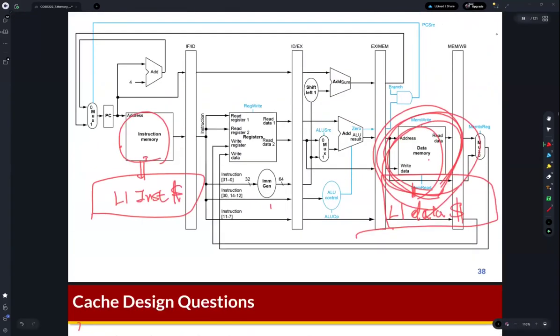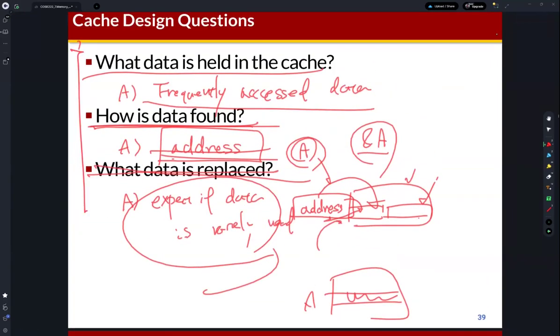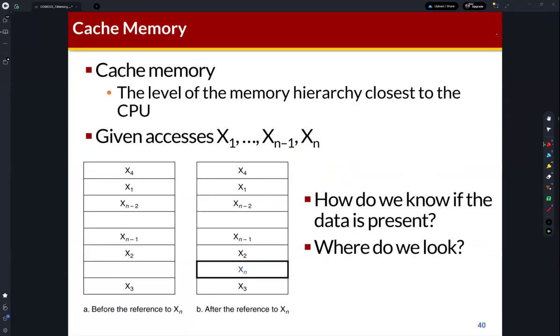So when we design a cache, we need to think about these questions, right? What data? The cache needs to store the frequently accessed data. How is data found? We also need to store the address along with data. What data is replaced? It's just an estimation, a prediction. If the data will be rarely used, then we can evict this data from the cache. Evict means it's kicked out. It's replaced.